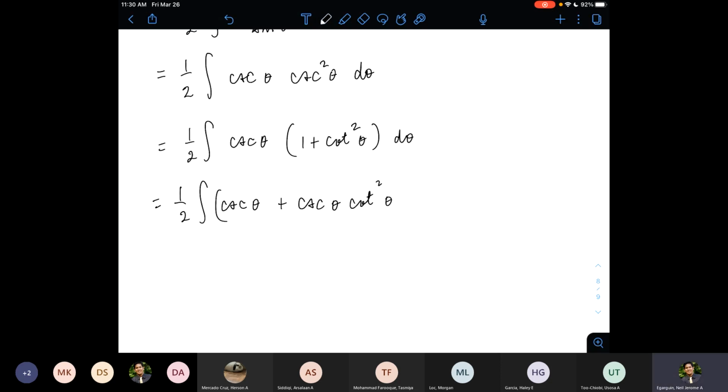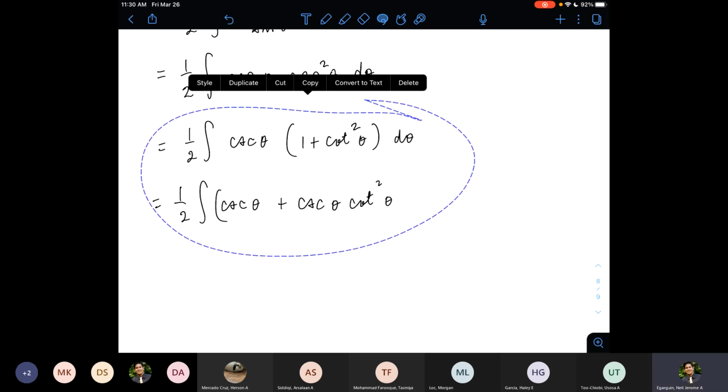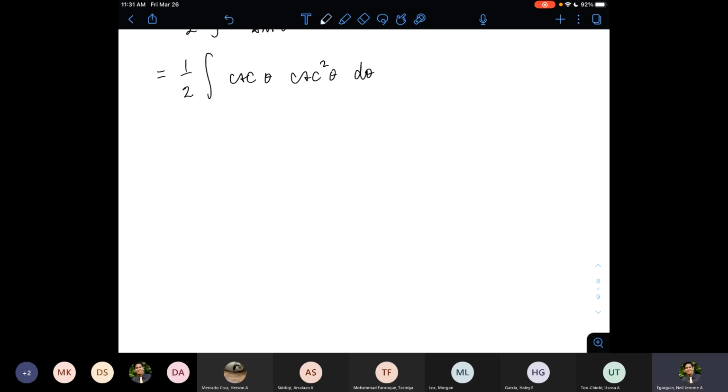Oh, hold on, but will this work? I don't think this will work. I thought I can squeeze out a u substitution here, but it appears I cannot. Because I'm thinking I will let u be equal to cosecant, but that will require a cosecant cotangent, which I don't have. So I guess I should proceed with integration by parts right away.